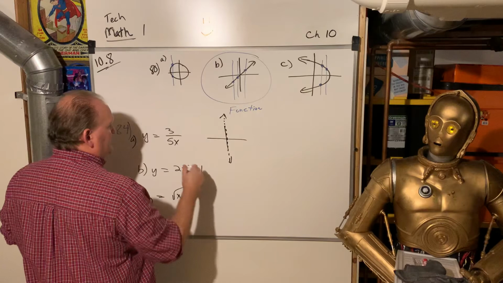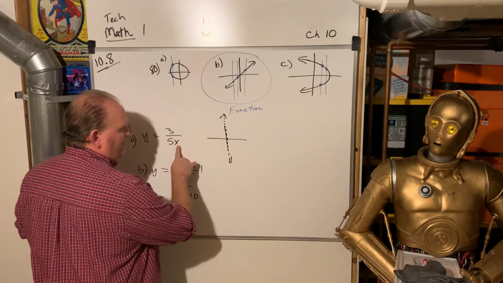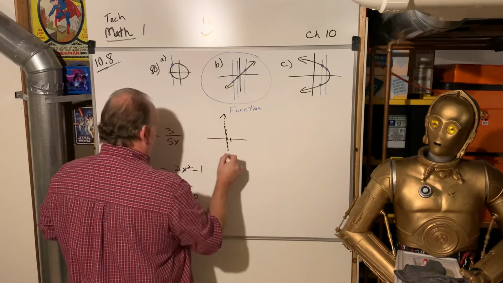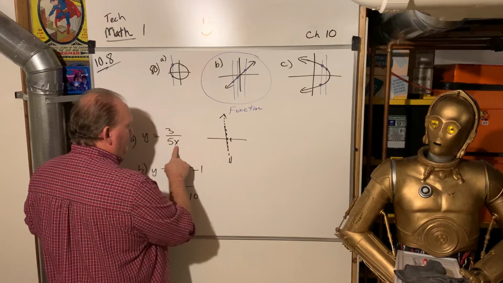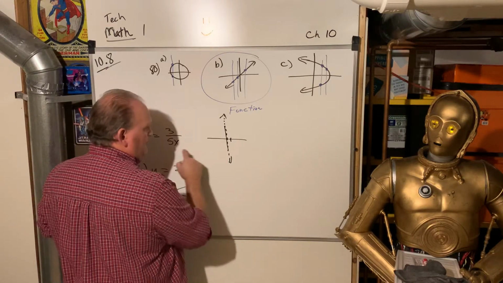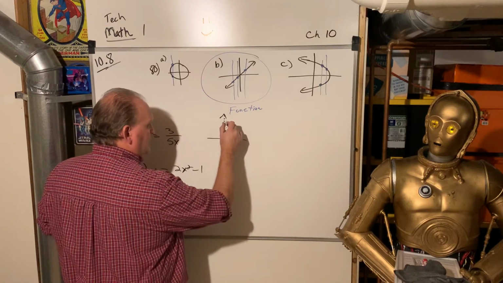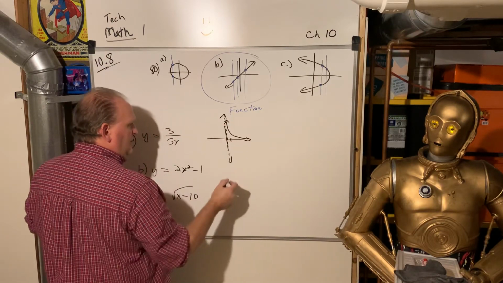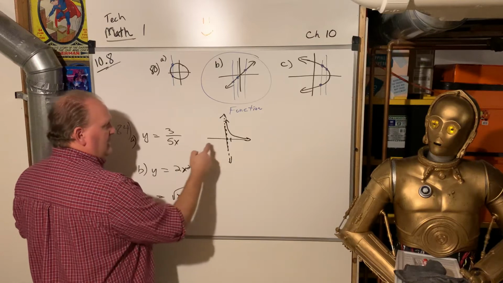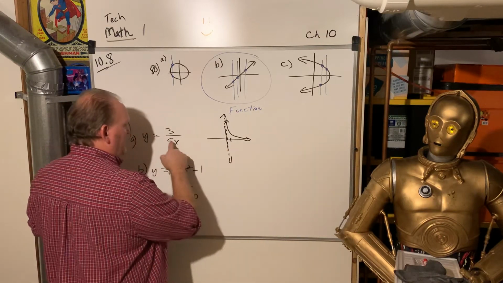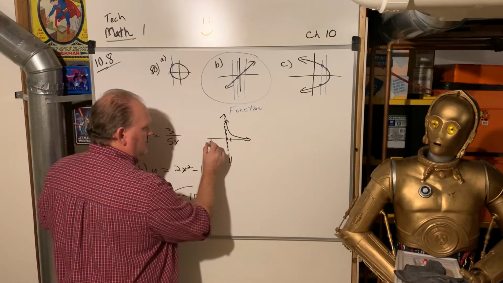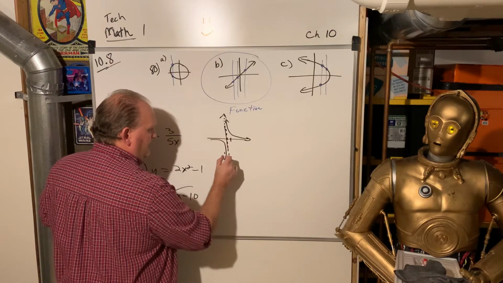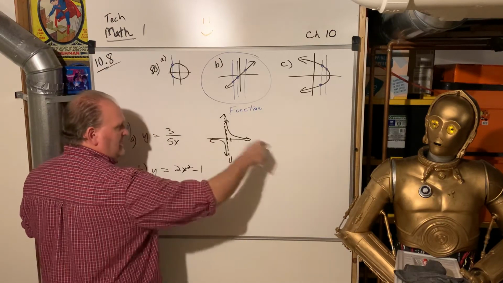And then let's see, if I put in 1, I get 3/5. If I put in 2, I get 3/10. If I put in 3, I get 3/15. And so I get this graph that kind of looks like this. And then if I put in -1, I get -3/5. If I put in -2, -3/10. So I get a weird graph that looks like that and that.